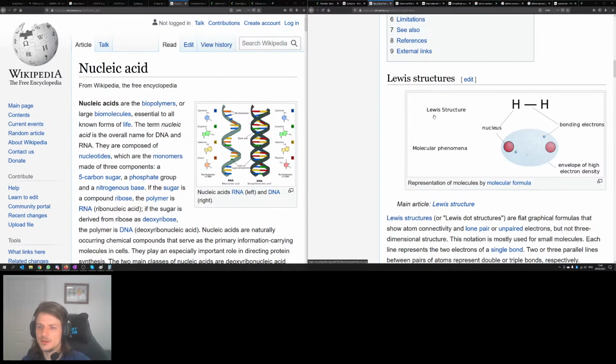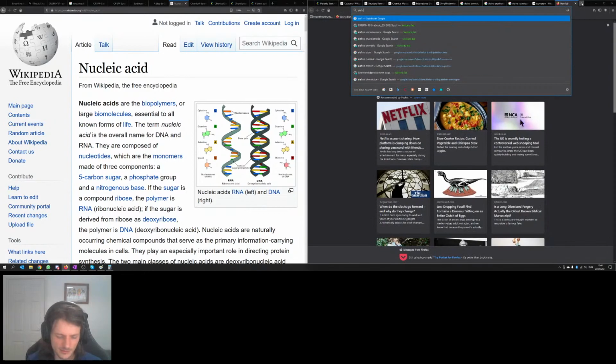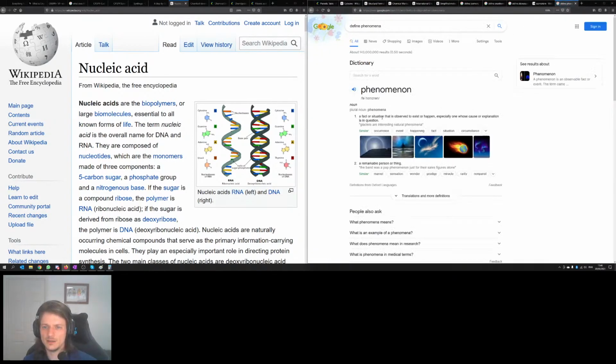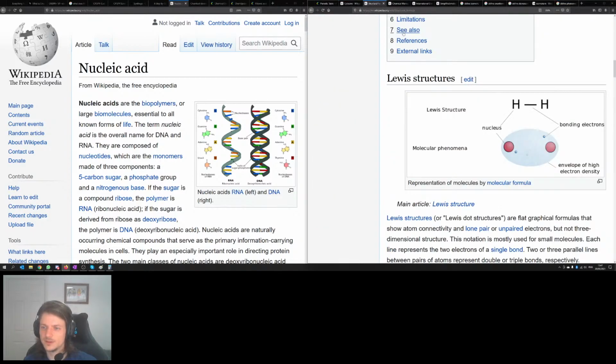Lewis structures. Lewis structure. Molecular phenomena. Phenomena. I actually would like to look that up. Define phenomena. Facts observed to exist or happen. No, that's phenomenon, the noun. Okay, it is that. Fair enough.